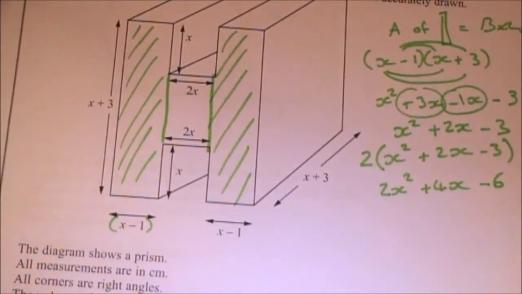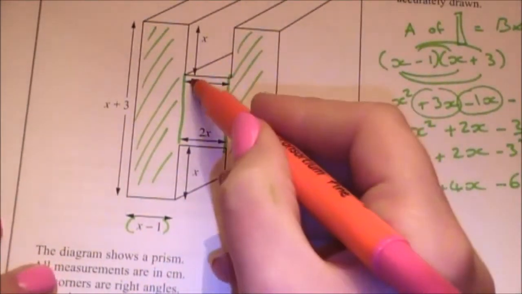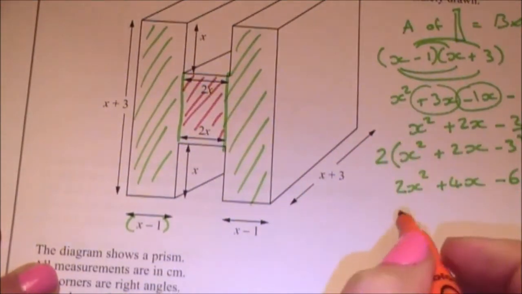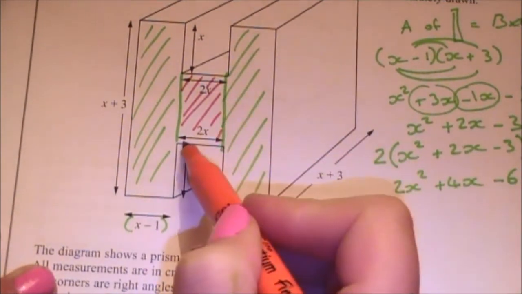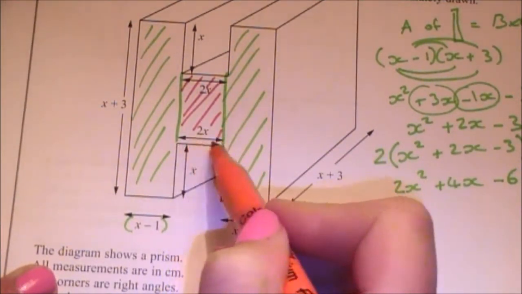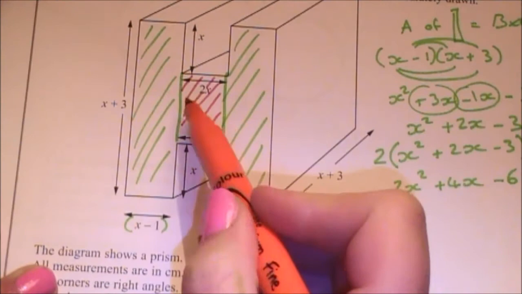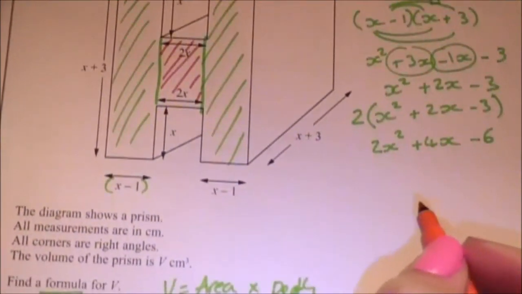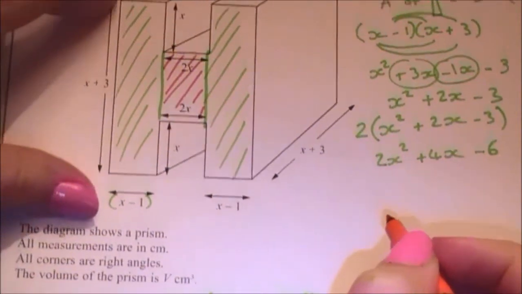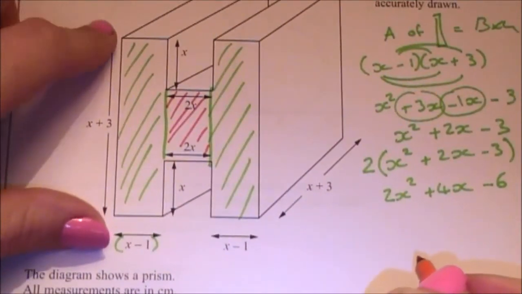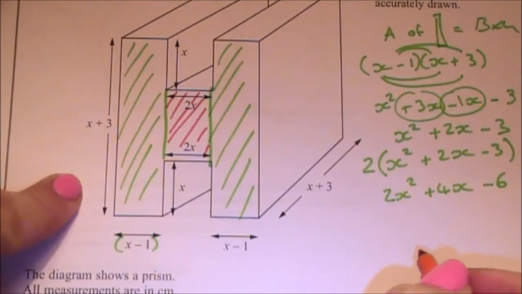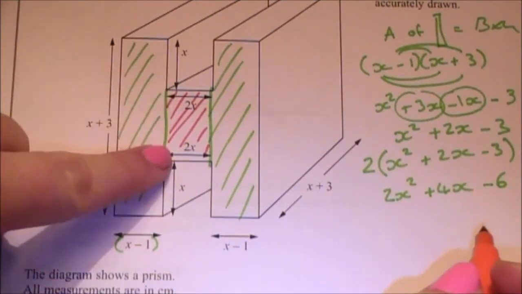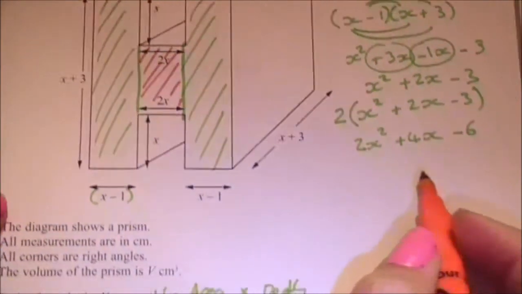Now I need to find the area of this little rectangle here. And this is actually going to be slightly tricky, because whilst I've got the base, or the width, which is 2x, I do not have the height, so I need to work that out. In order to find the height, I need to take the height of the whole thing, so that's x plus 3. I need to subtract that part, which is x, and that part, which is x.